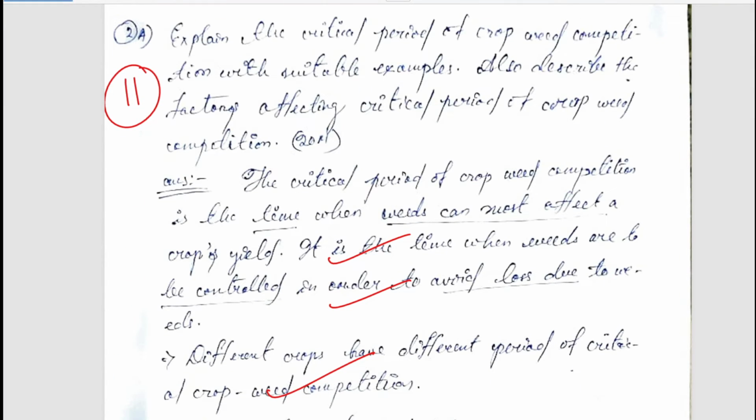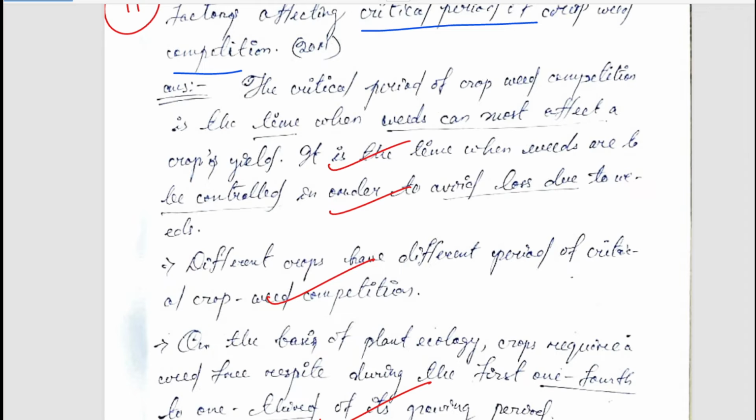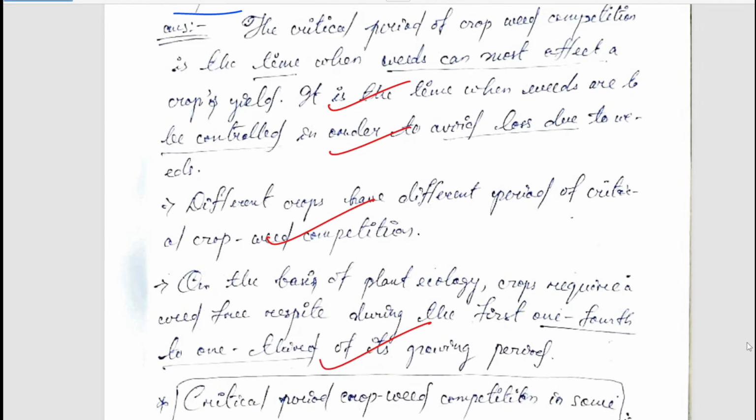Now the next question is, explain the critical period of crop weed competition with suitable examples, and also describe the factors affecting the critical period of crop weed competition. So what is crop weed competition? We all know, when both compete for the resources, either light, water, or nutrients, that is what crop weed competition is.